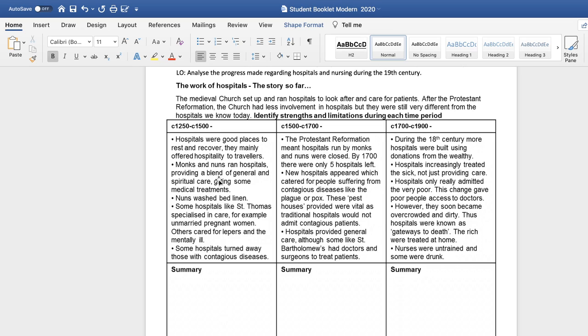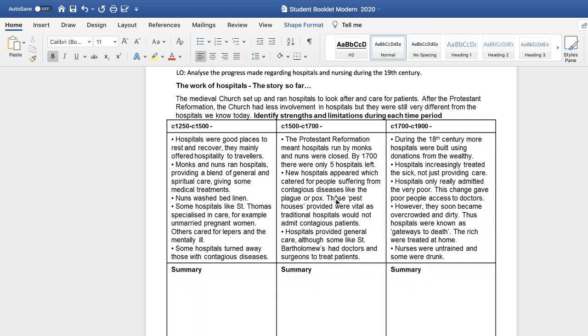So in the Middle Ages, write down a summary after reading that. Identify for me the strengths of that time period and the limitations. Do the same thing for the Renaissance period. What were they doing that was quite good? What were they doing that was quite bad? So pest houses in the Renaissance period to limit contagious diseases, that was quite good.